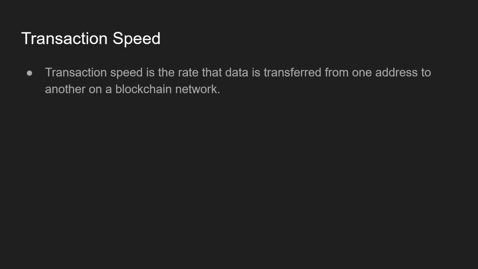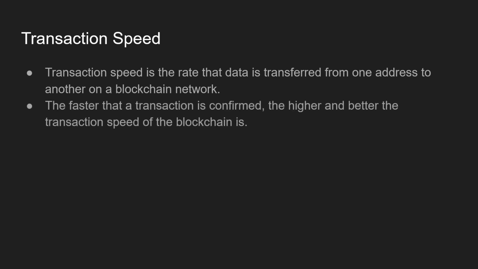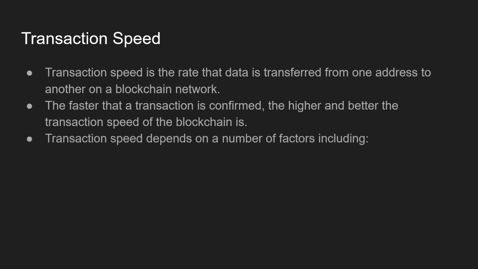So the next factor we're going to consider when taking a look at on-chain metrics and comparing blockchains is transaction speed. Transaction speed is the rate that data is transferred from one address to another on a blockchain network. The faster that a transaction is confirmed, the higher and better the transaction speed of that blockchain is. Now, transaction speed can depend on a number of factors.